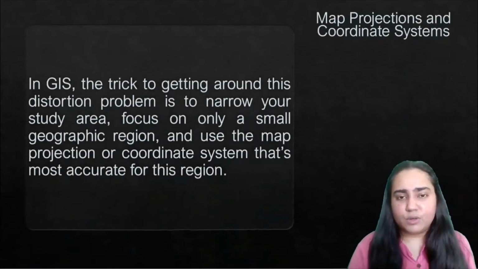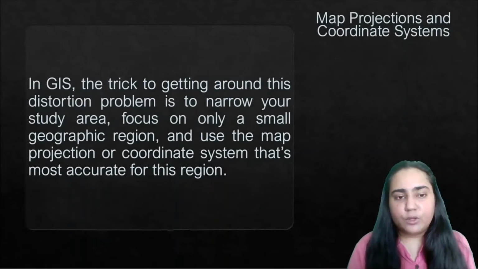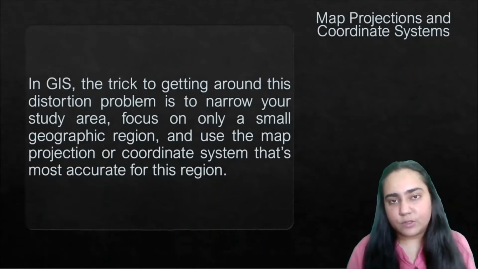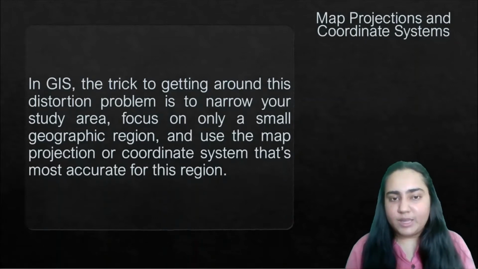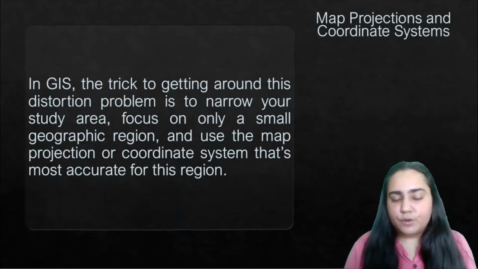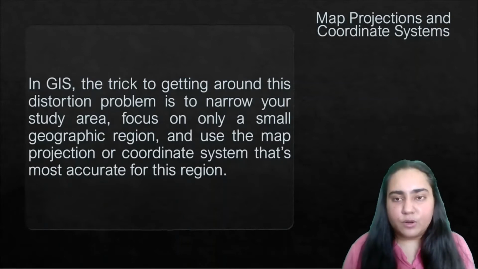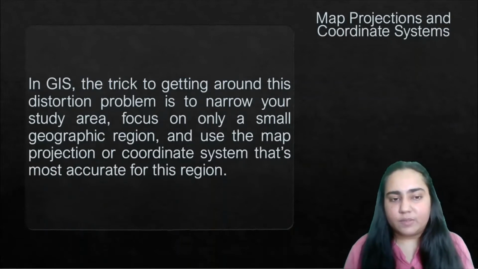In GIS, the trick to getting around this distortion problem is to narrow your study area. Focus on only a small geographic region and use the map projection or coordinate system that's most accurate for this region. Okay. Do not try to put a huge area. Do not try to create a map system for a big area. Try to focus on a smaller region because the smaller the region, the better you'll get the output.